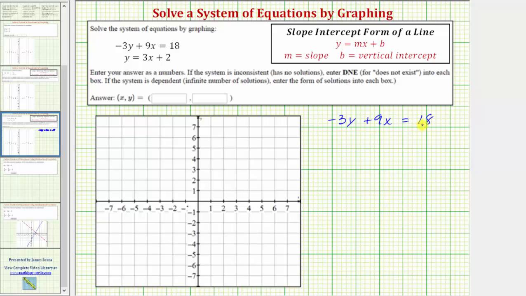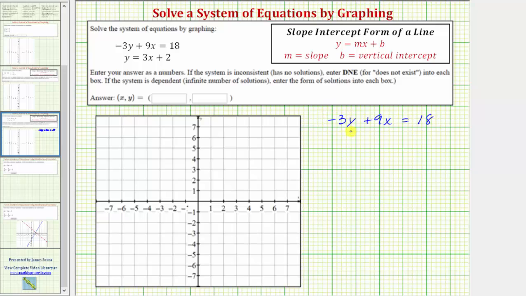To graph the line, we can make a table of values, determine the intercepts, or write the equation in slope-intercept form, which is the form y equals mx plus b, where m is the slope and b is the vertical intercept. Let's go ahead and write this in slope-intercept form by solving the equation for y.